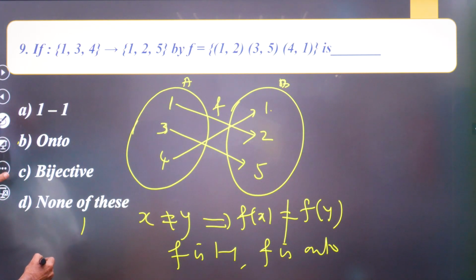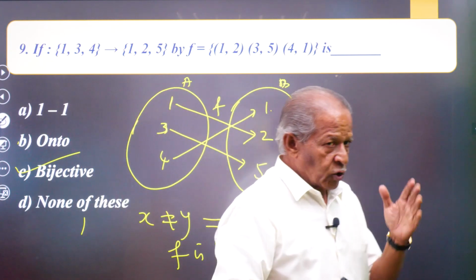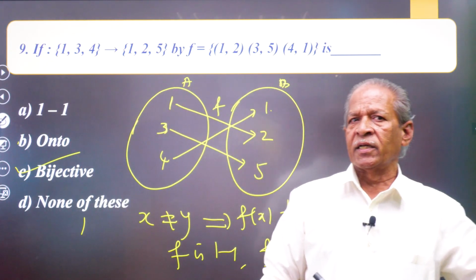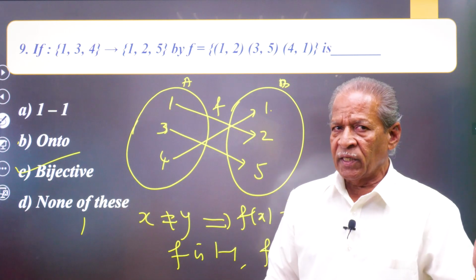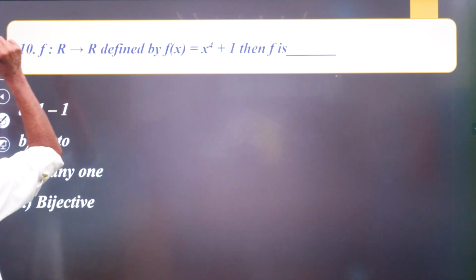So the first one is not correct. The second one is not correct. And the correct answer is C. Bijective is the correct answer. The first one, 1-1, is 50% correct. The second one, onto, is 50% correct. And C is the exact correct answer. I am going for the 10th problem.